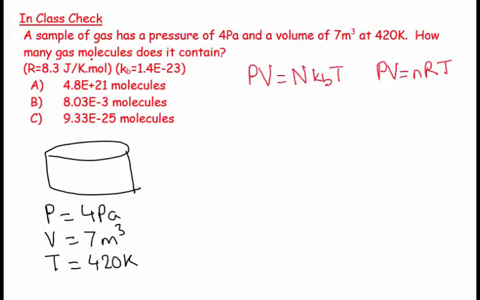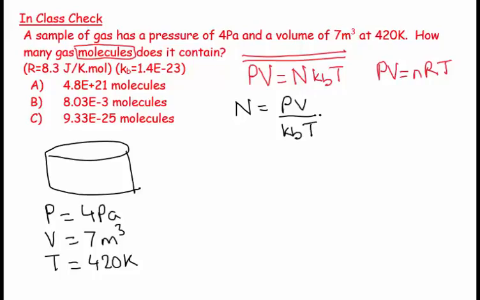In this case, I want the number of gas molecules, and so I'm dealing with this expression. I can just rearrange. The number of gas molecules is equal to PV over KB, that's Boltzmann's constant, times the temperature in Kelvin.